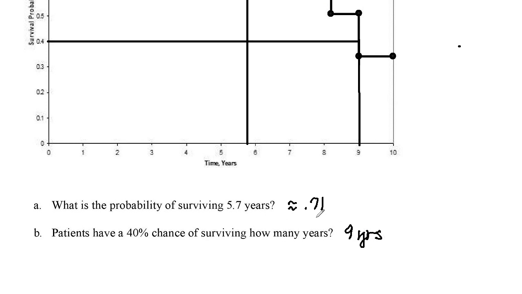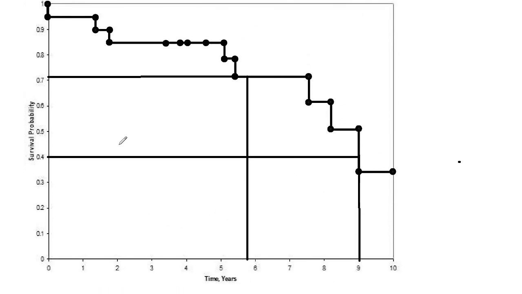If you're given the time, you go up to hit the curve and then go over. Or if you're given the probability, go over till you hit the curve and come down. So one of those 2 possibilities. I think that should allow you to do all the questions from week 8. I think the rest of the questions are book questions and definitions.